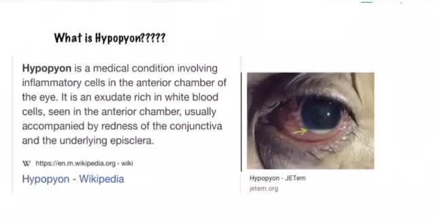So now I'll tell you what a Hypopyon is. Hypopyon is a medical condition involving inflammatory cells in the anterior chamber of the eye. It is an exudate rich in white blood cells seen in the anterior chamber, usually accompanied by redness of the conjunctiva and the underlying sclera. You can see this white thing here is nothing but Hypopyon, and here it is accompanied by redness of the conjunctiva. So what really is Hypopyon?